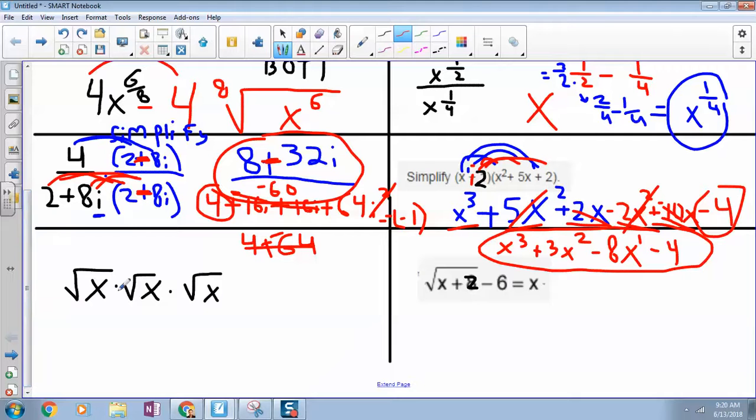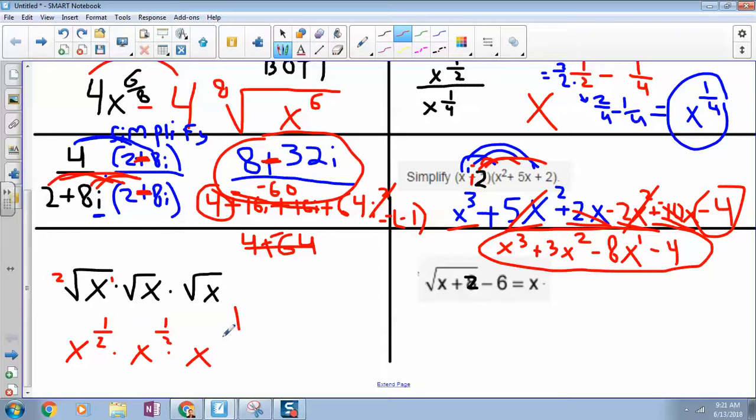All right, so square root of x times square root of x times the square root of x. All right, guys, so for this one, when we have the square root symbol, there's actually a 2 here and a 1 here. So all we have to do is put these in exponential form. So if I put them in exponential form, they would all look like this. So x to the 1/2 times x to the 1/2 times x to the 1/2, right?